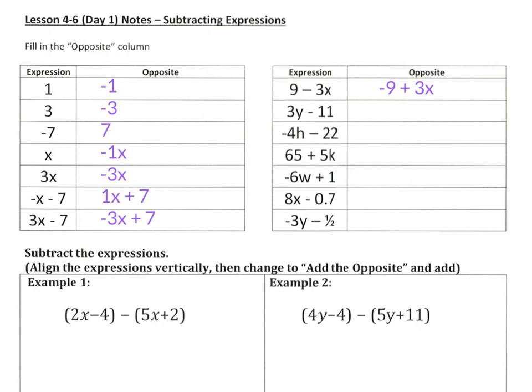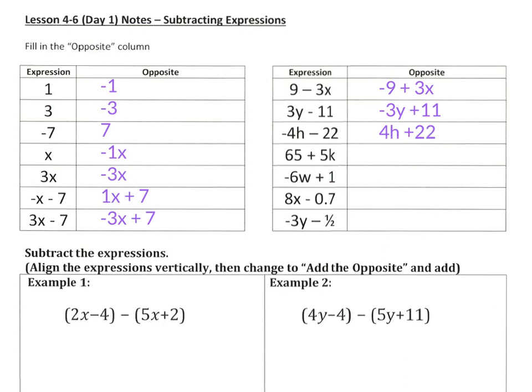Now 3y minus 11. What do we think? The opposite of 3y would be negative 3y. And the opposite of negative 11 would be a positive 11. So the opposite of 3y minus 11 is negative 3y plus 11. Next one, negative 4h minus 22. The opposite of negative 4h is 4h. The opposite of negative 22 is positive 22.